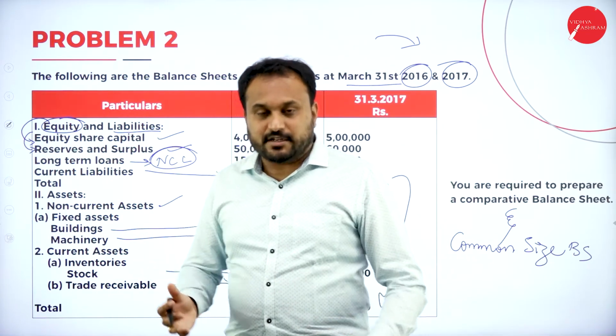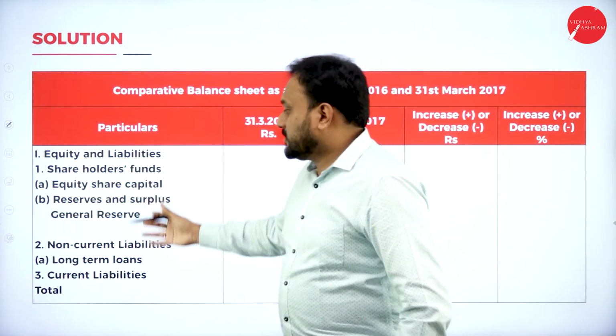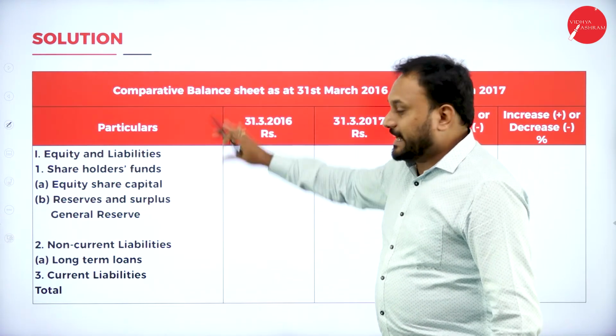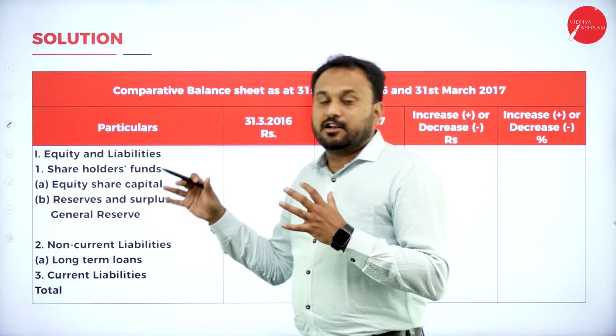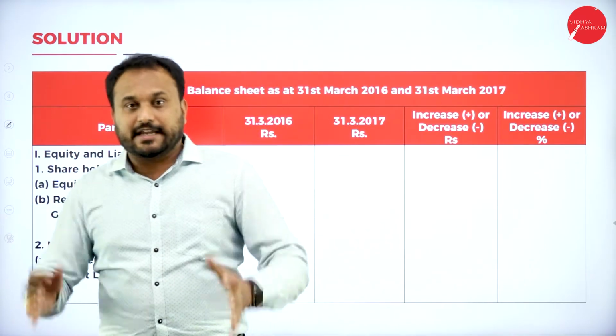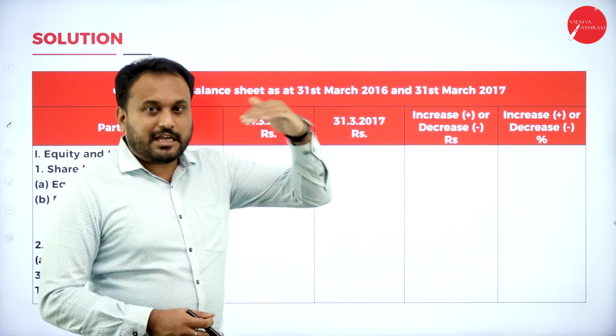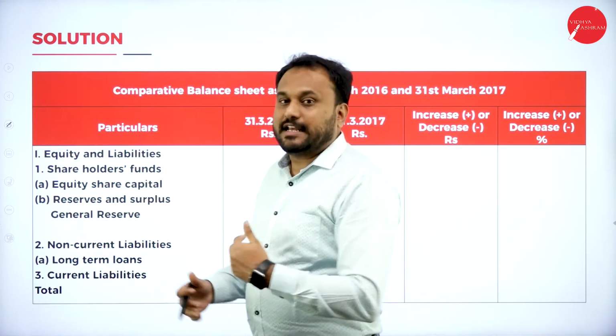Now what is the format here? Done. I've done the format here. Now what exactly were we supposed to do? See, the entire slide I will not be able to show you in one slide. So what I have done is I have broken it into two parts. One is the equity and liability part, and the next one is the asset part.